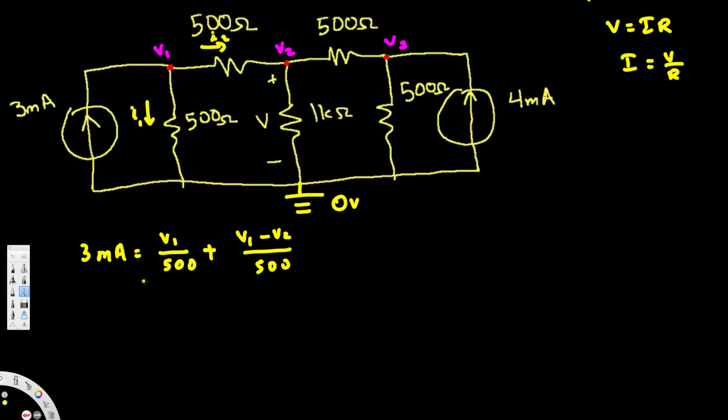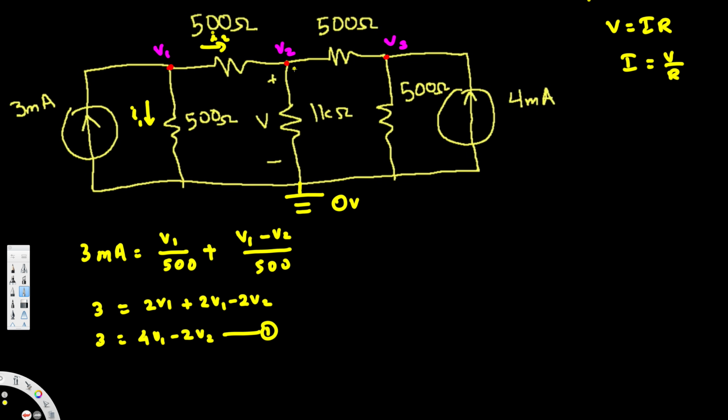Now we can go ahead and simplify this, because a milliampere is basically 10 to the power minus 3 ampere. So what we can do is multiply both sides by 1000. If you multiply the left side by 1000, that's just 3 ampere, right? So we can write 3 is equal to, and if you multiply the other side by 1000, that's going to be 2V1 plus 2V1 minus 2V2, and if we combine them, that's equal to 4V1 minus 2V2, right? So this is our first equation.